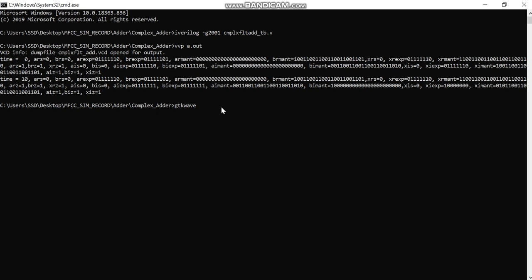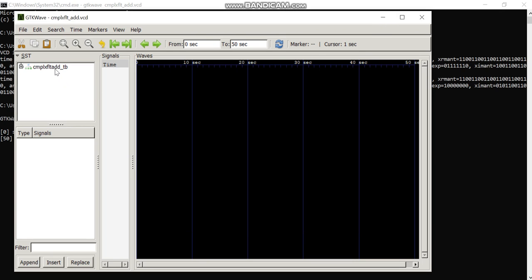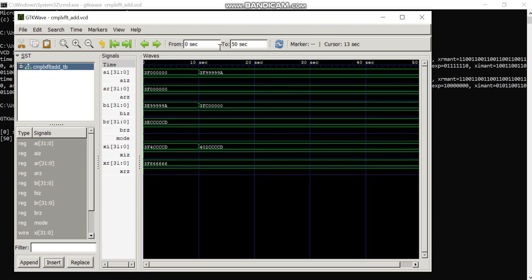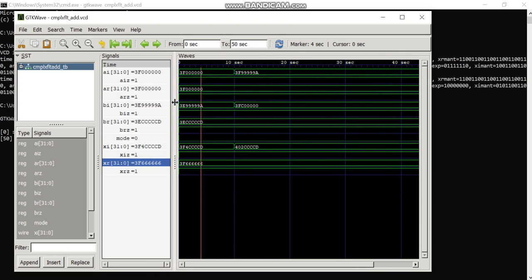So now let's look at this as a waveform. We are using the GTKWave tool for that. So now we need to call this value change dump file over here. Let us insert all the waves into the waveform viewer. Now AR, AI, BR, BI are the inputs, and mode is for the addition, XI and XR are the outputs.